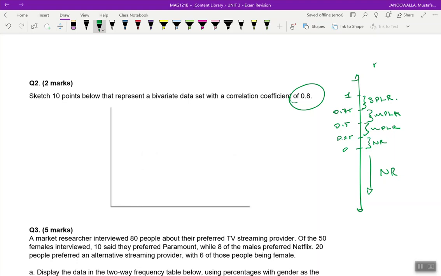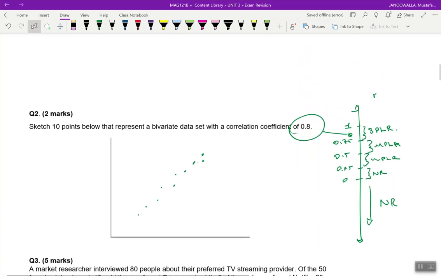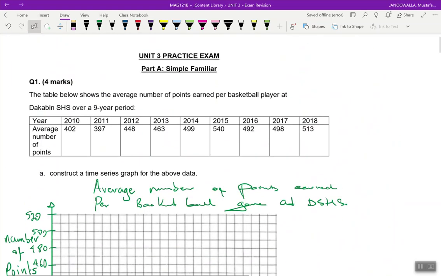Okay, we know it's 0.8, so it's strong, it sits around there, and we know it's not a straight line, otherwise that would be 1. Those 10 dots, we're going to have to plot them almost straight, but not quite. 1, 2, 3, 4, 5, 6, 7, 8, 9, maybe 10. Okay, so that's strong but not 100% strong. Alrighty, that's question 1 and 2.